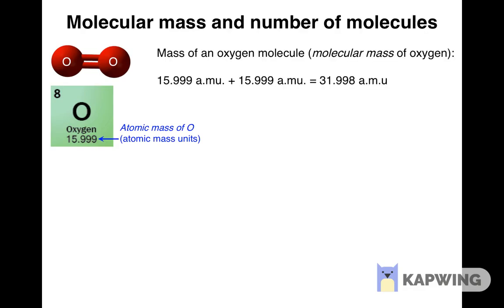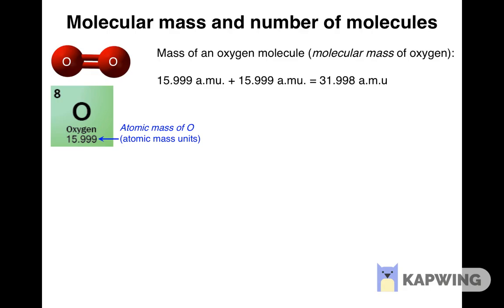In the periodic table, we can find that the atomic mass of oxygen is 15.999 atomic mass units. Then the mass of an oxygen molecule, referred to as its molecular mass, is 15.999 atomic mass units plus 15.999 atomic mass units, or 31.998 atomic mass units. Let's say we have a sample of oxygen gas with a mass of 4.92 grams. How many oxygen molecules are there in this sample?